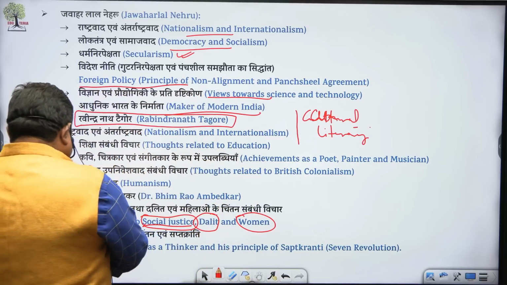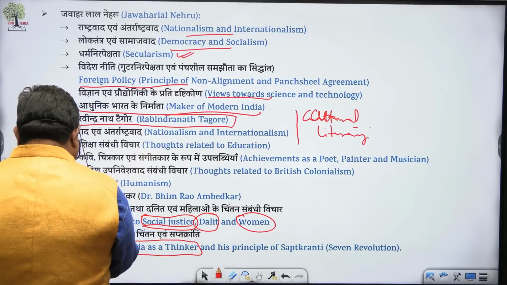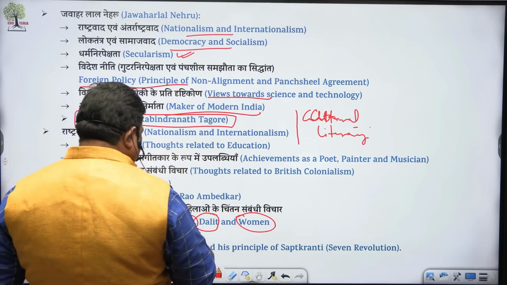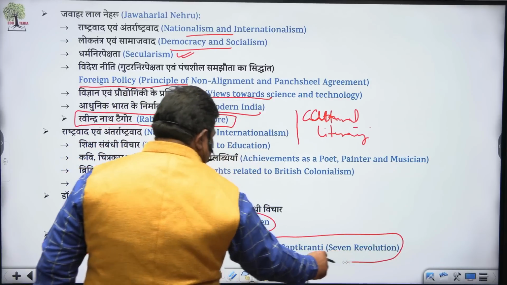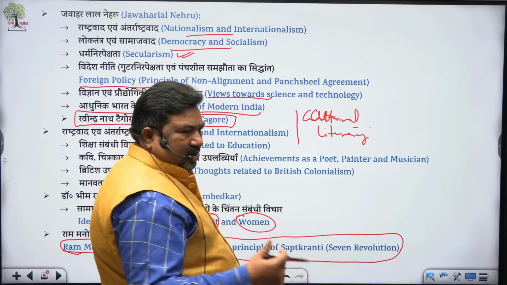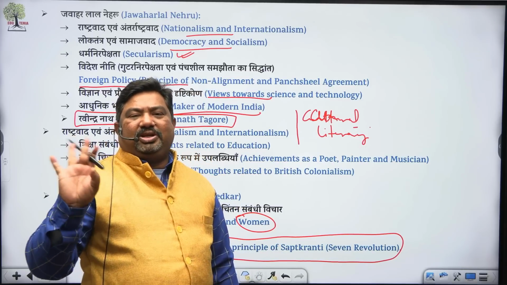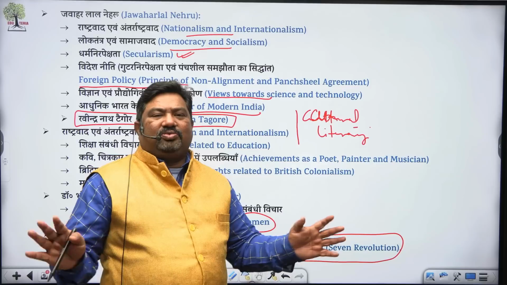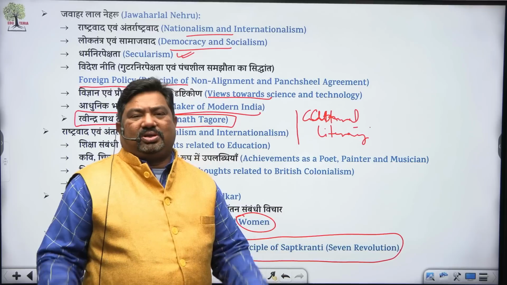Now Lohia, as you know, the greatest Lohiite in Bihar was Karpuri Thakur, and once they have already asked about Lohia and Sapt Kranti, the seven revolutions: social, educational, political, economic, all sorts of revolution. Lohia didn't believe in casteism. He wanted to remove casteism. He didn't believe in corruption. He wanted to weed out corruption.